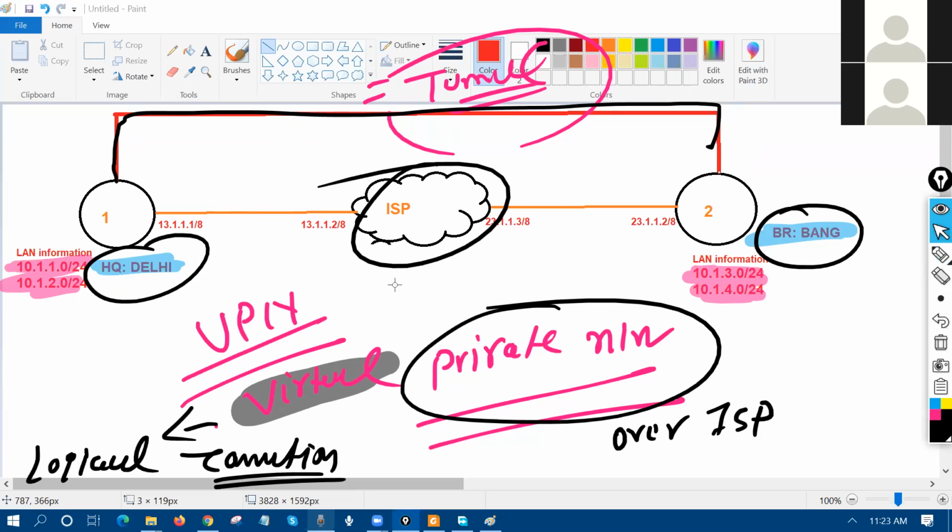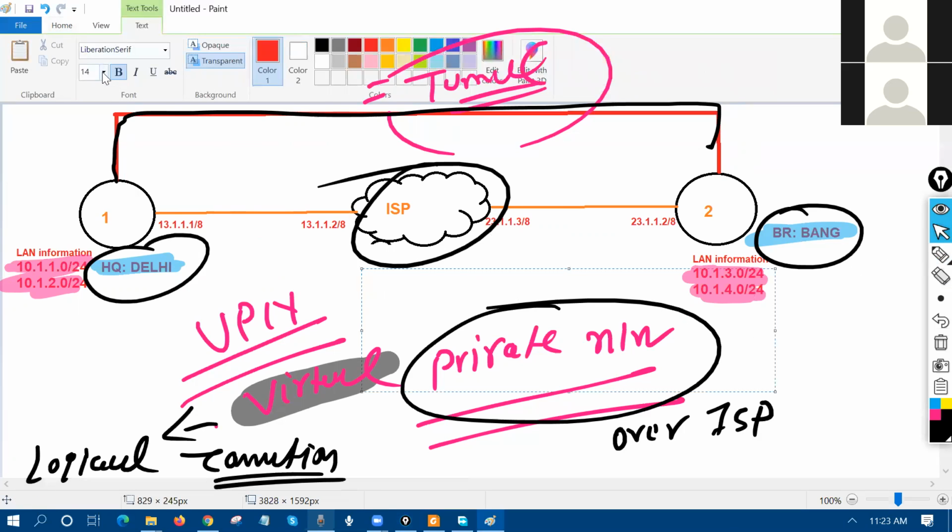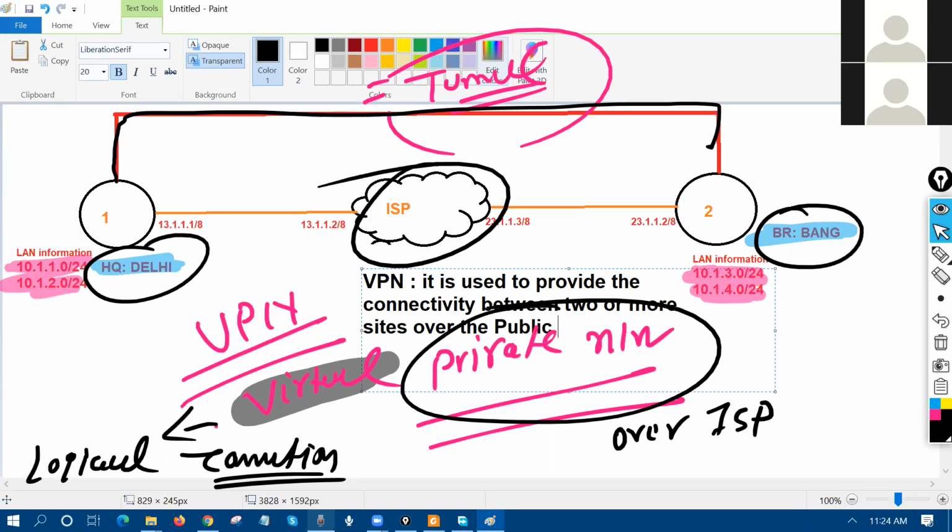So we can say that VPN is used to provide connectivity between two or more branch office sites over the public network. That's the meaning of VPN.